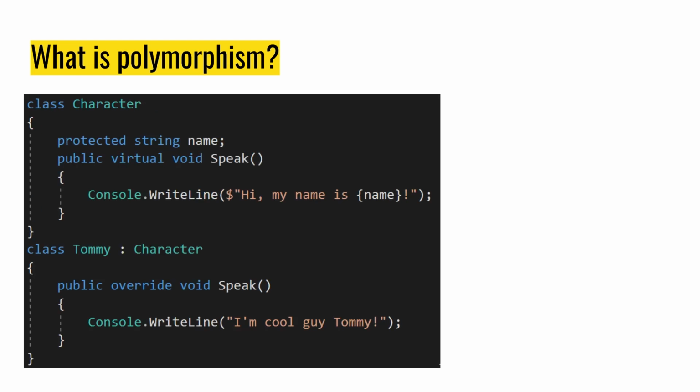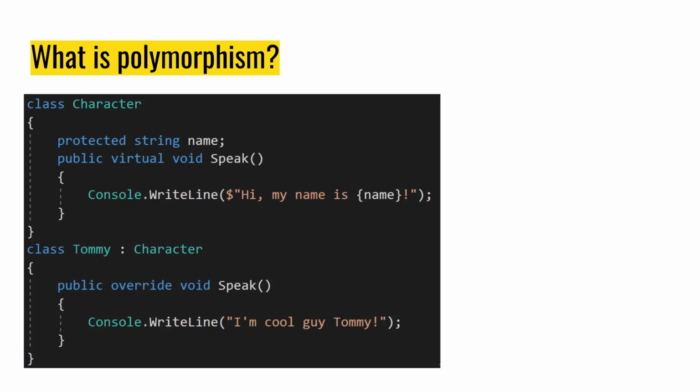And then we have the overriding of a virtual method. So we have the speak method on character, but it is a virtual method in character. And then in Tommy, we have an override method of the same signature. It's called speak, no parameters. And it does something differently. So now whenever we call speak on Tommy, instead of calling the base speak method, it will call the derived speak method that will say, I'm cool guy Tommy.